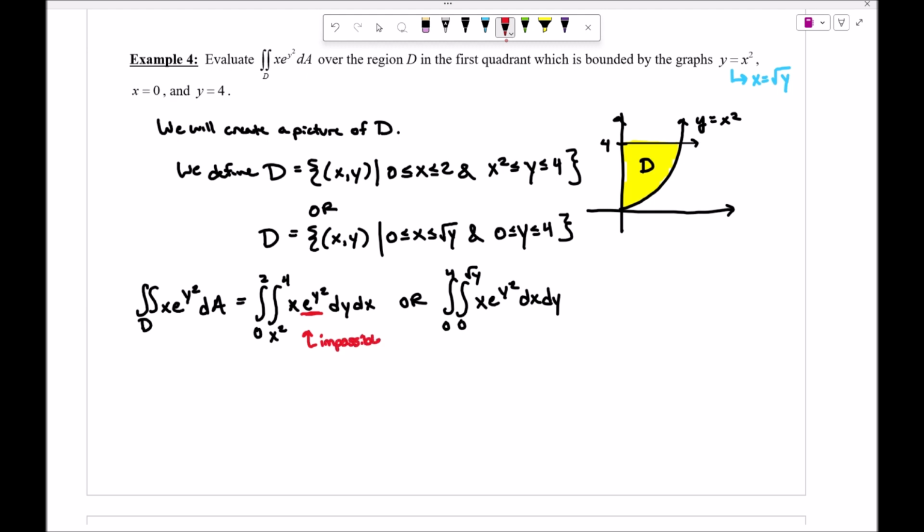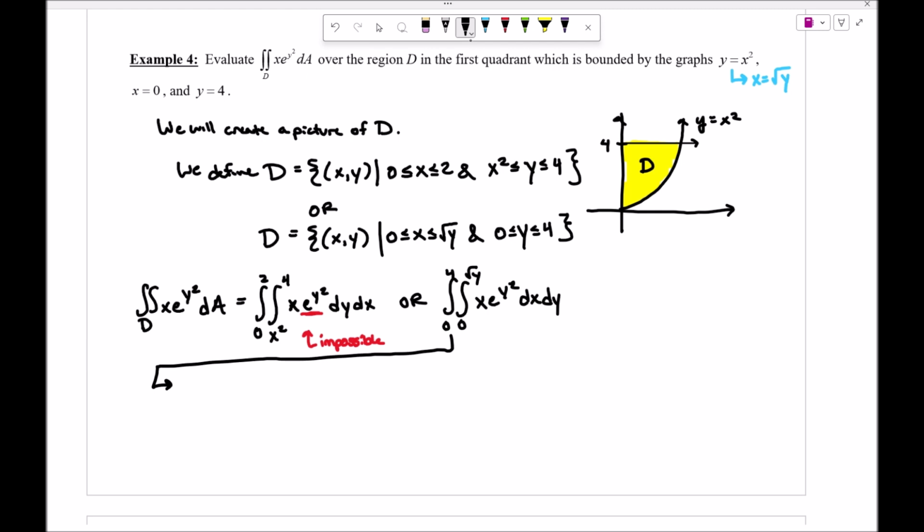And that is actually going to be impossible for us to go ahead and accomplish. So it turns out here that we need this second description of D in order to proceed. So I'm going to go ahead and proceed off of this second integral that we have.